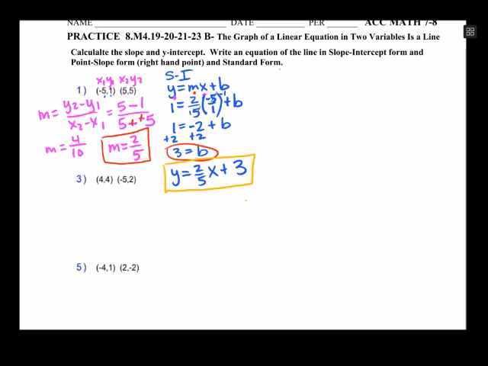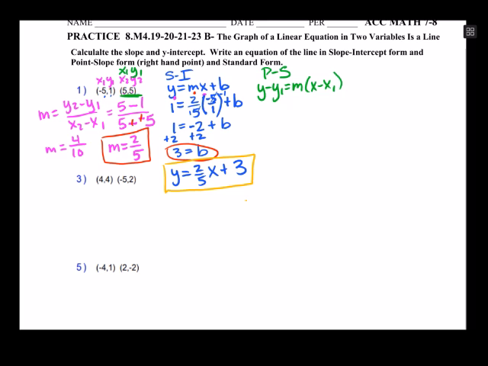Next on our list says to write it in point-slope form. Point-slope form is pretty easy to write. Our formula, always write my formula first, y minus y1 equals m times the quantity x minus x1. And I simply substitute in. We are told to use the right-hand point, so that's this one here. Now, I know it's already labeled x2, y2, but that doesn't matter. We can now call it x1, y1 for the purpose of this formula.